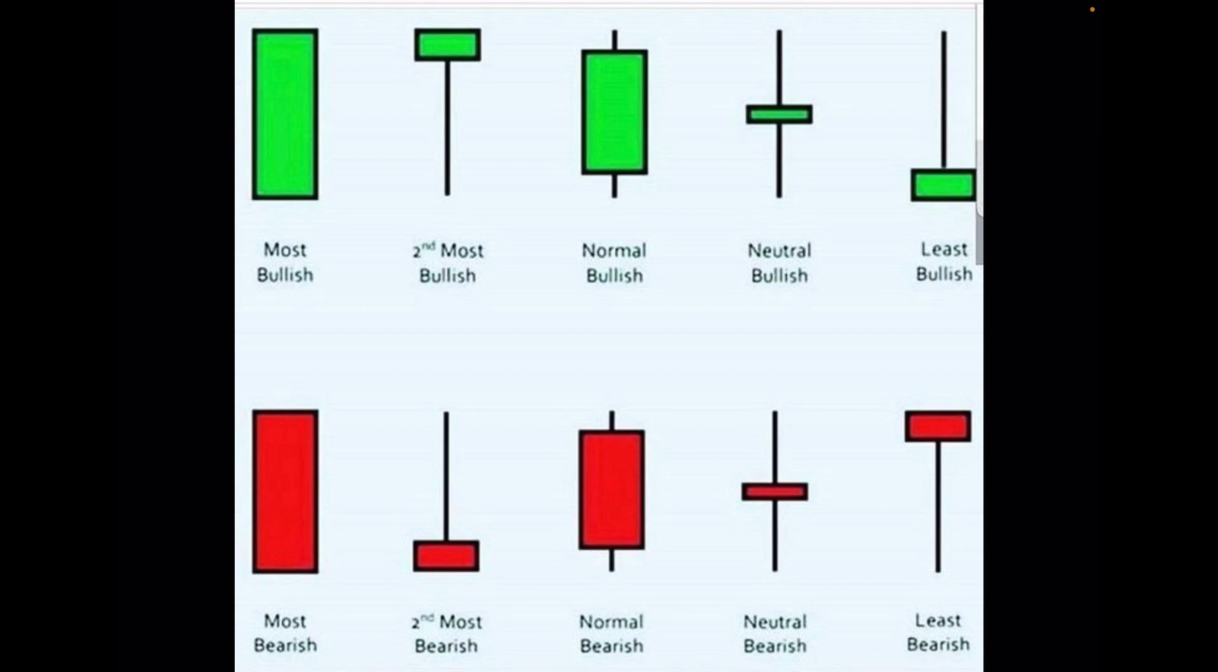Neutral bullish and neutral bearish: this means the price was very volatile during the session. Price made a high, made a low, but at the end closed near the open. That's it. The least bullish and least bearish candle: this says that price opened, was pushed all the way to the high, but at the end bears got activated and pushed the price lower, maybe near the lows. And the least bearish candle: price opened and was pushed all the way to the low, but at the end bulls got activated and pushed the price near the highs of the candle.